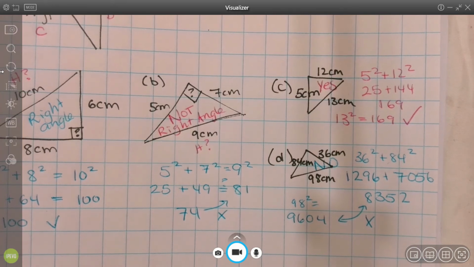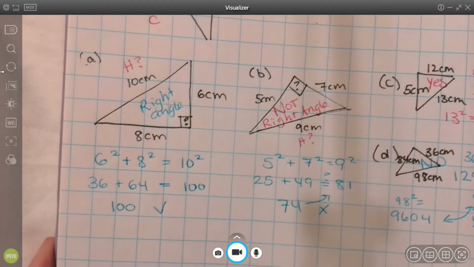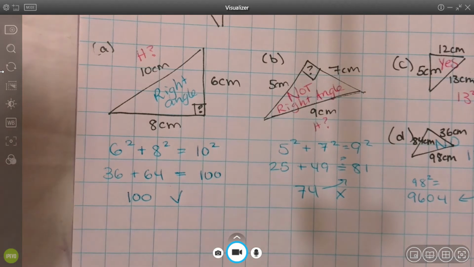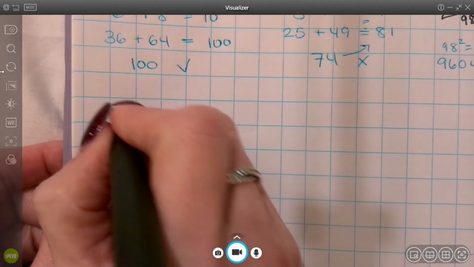Now what we're going to be working on today is where Pythagoras sometimes gets used. And that is for finding the distance between 2 points. So that was a little bit of our revision and use of Pythagoras in a different way. And now we're going to look at the distance between 2 points.